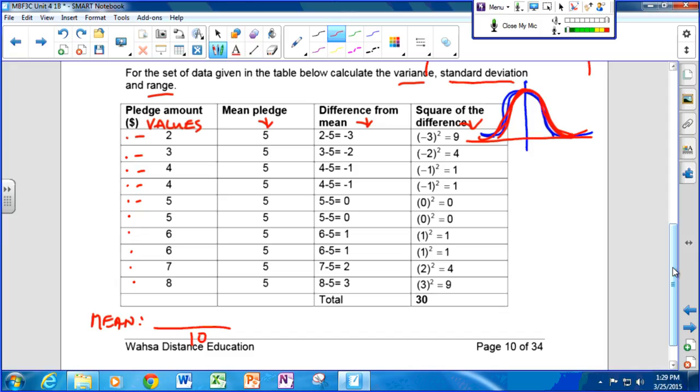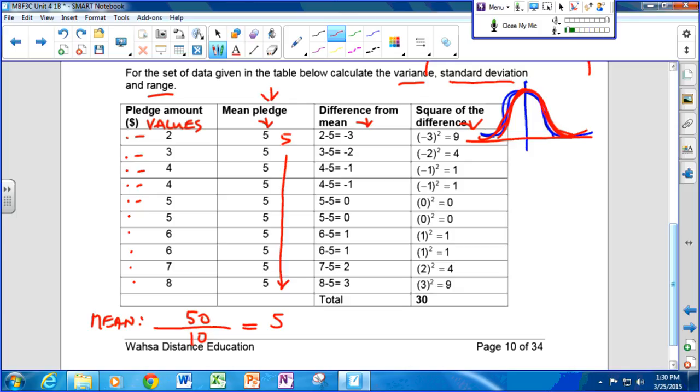And I'll just do it. I don't have to write it all out. It's 2 plus 3 plus 4 plus 4 again, plus 5 plus 5 plus 6 plus 6 plus 7 plus 8. So that gives me 50. Okay. And so that means that my mean is 5. I've found my mean. Now, they put a whole column for the mean here, and then they filled it in, 5 all the way down.